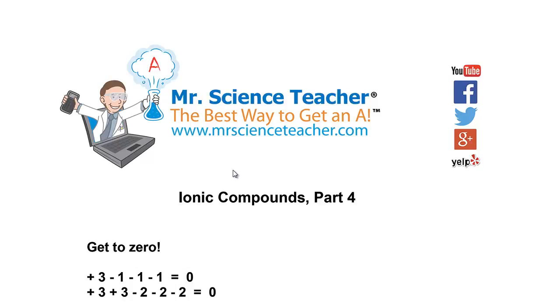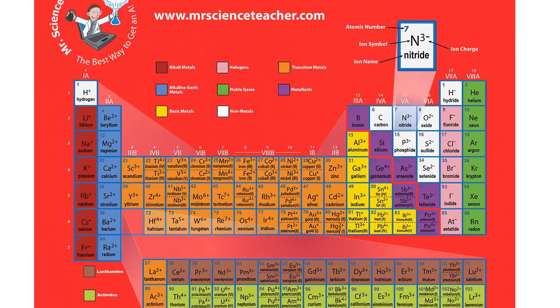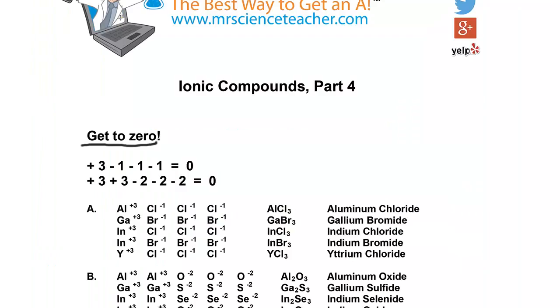Day 19, Ionic Compounds Part 4. When we're learning how to name the ionic compounds, remember our goal is to get to 0. That's our goal. So what we're going to need with us today is our periodic table of ions. So make sure you get that ready to go.